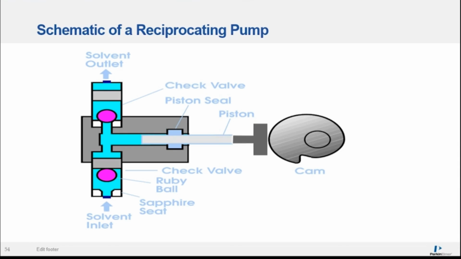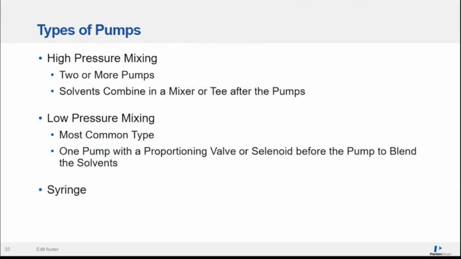Now, there are really two types of pumps out there today: high pressure mixing pumps and low pressure mixing pumps. In a high pressure mixing pump, you have two or more pumps, and you combine the solvents in a mixer or T after the pump. Low pressure mixing systems are the more common, and here you have one pump with a proportioning valve or a solenoid, which is used to blend the solvents.